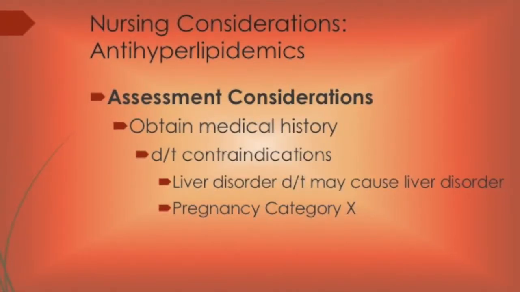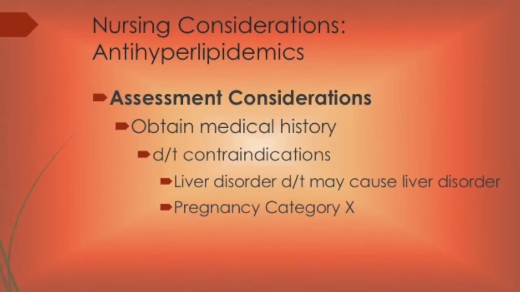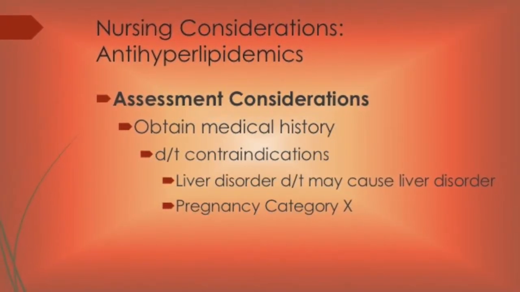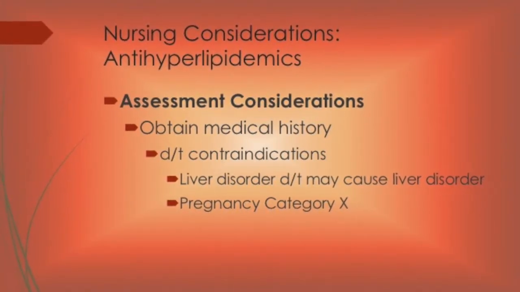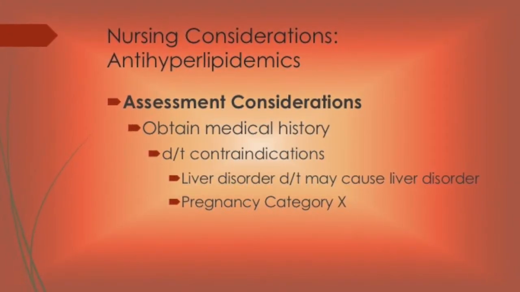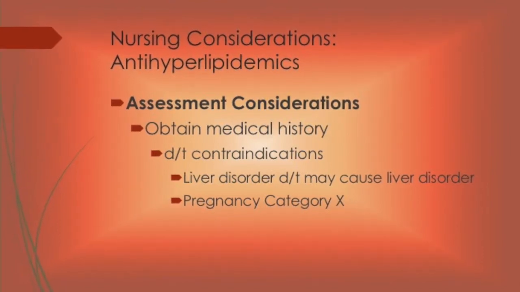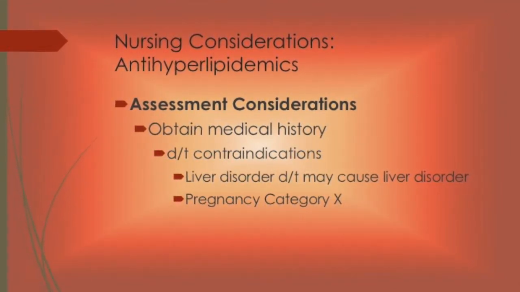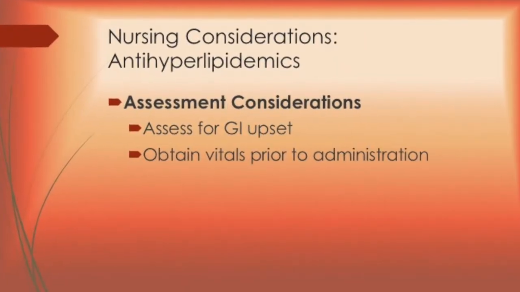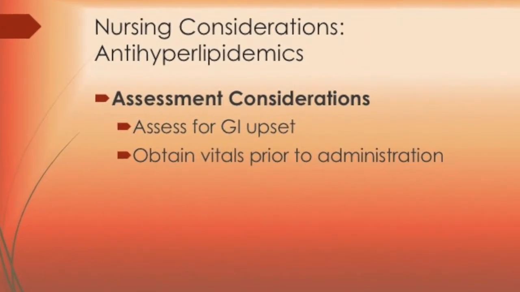You need to obtain a thorough medical history, and that's just because of those risks of contraindications such as the liver disorder. Since antihyperlipidemics may cause liver disorder, we need to know if they already have this. Also, it is a pregnancy category X drug. Assess for GI upset. Obtain vitals prior to administration.